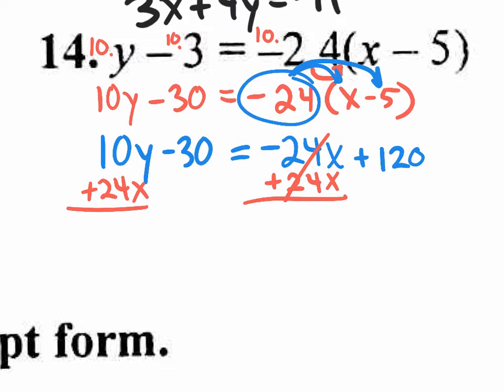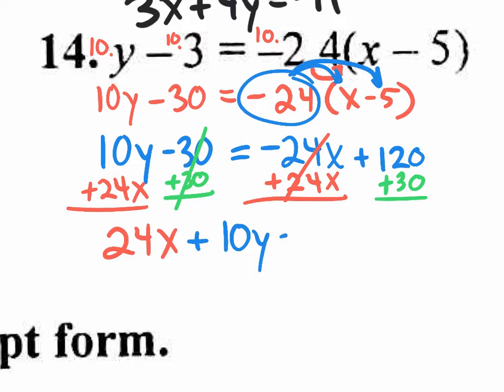But I might as well add 30 to cancel out the 30, and add 30 to get the c value on the right side. So my new standard form equation will be 24x plus 10y equals 150, correct? Yay?